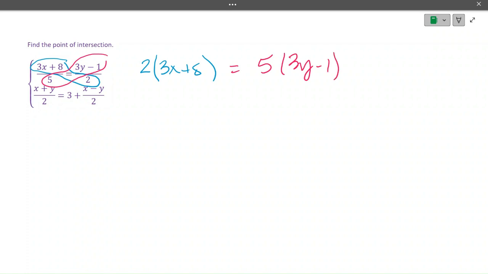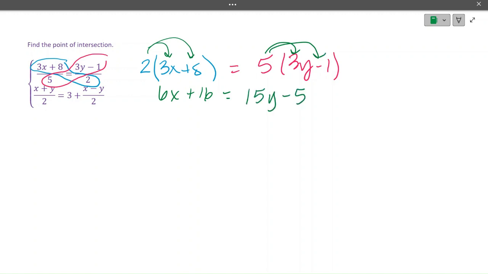I'm going to simplify this by distributing. So we have 6x plus 16 on this side, and we have 5 being multiplied by both of these terms, so 15y minus 5. All right, at this point, I'm going to try to get 6x on its own side, and then I'm going to pause there and work on the other equation and see what we end up with before I do a whole lot of extra work.